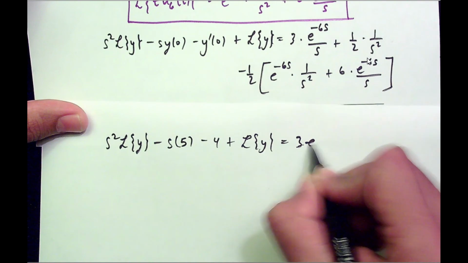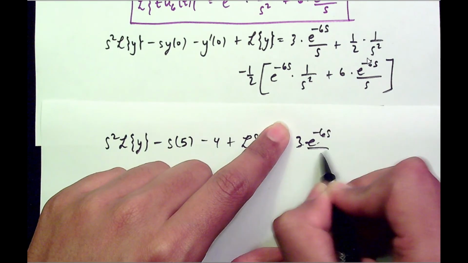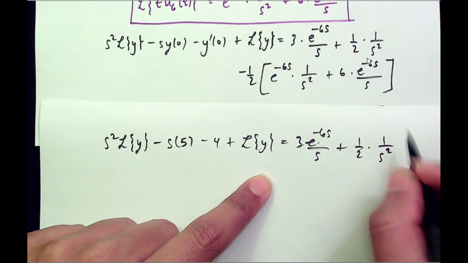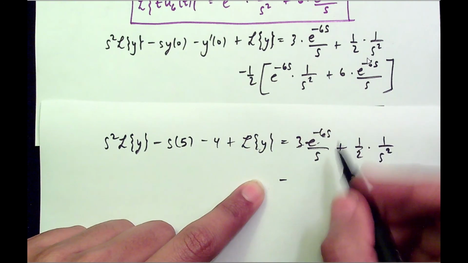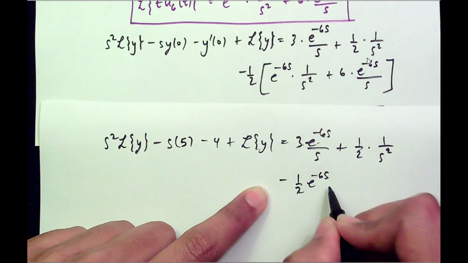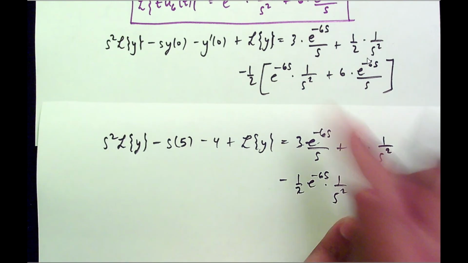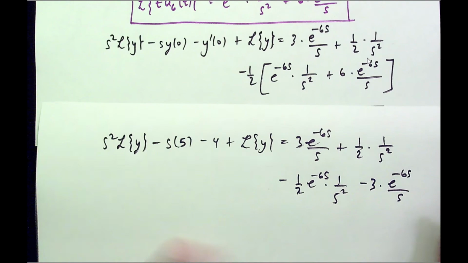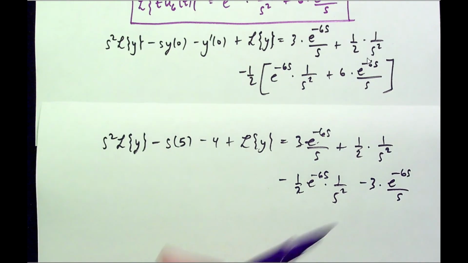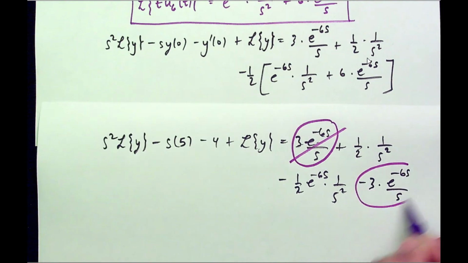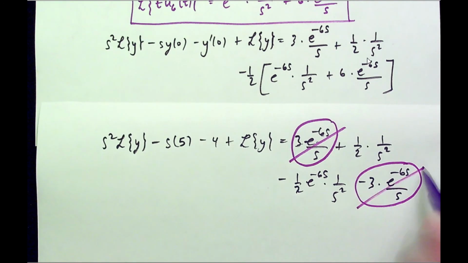So this is 3e to the minus 6s over s plus 1 half times 1 over s squared. Now distributing that, that is minus 1 half e to the negative 6s times 1 over s squared. And then distributing that, it will be minus 3 times e to the minus 6s over s. And note that these two actually cancel because they're like terms and they're identical with opposite signs. See, they're identical. So those two cancel.